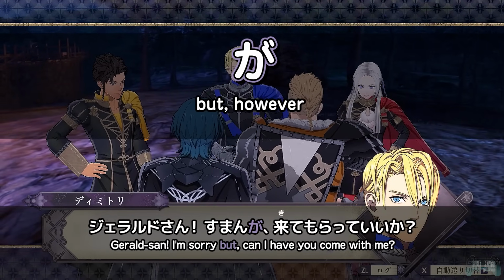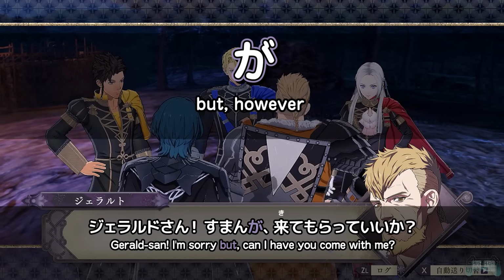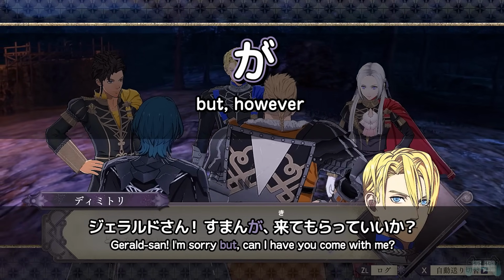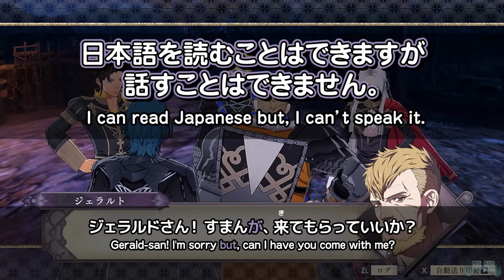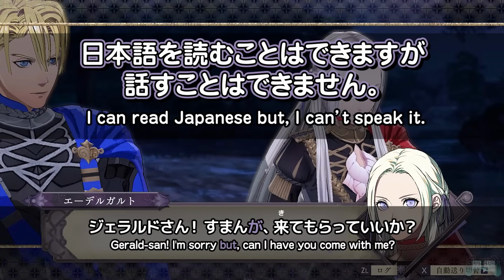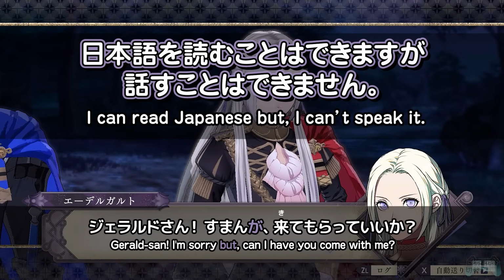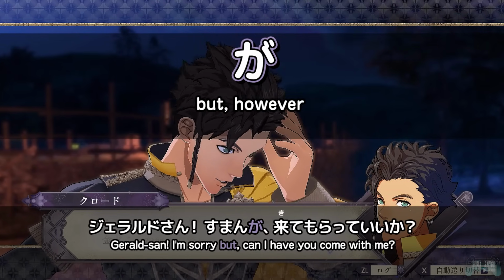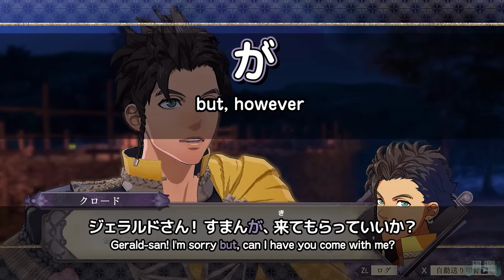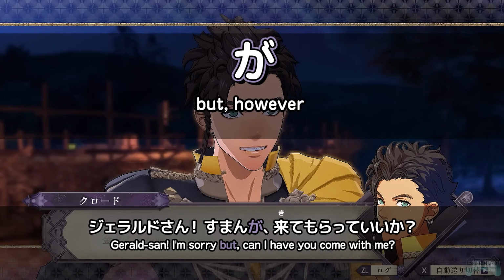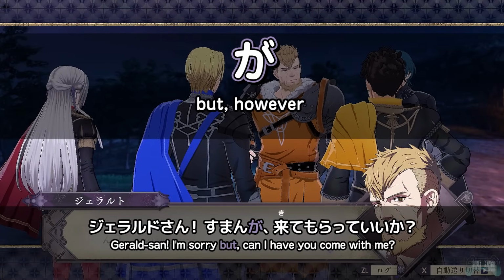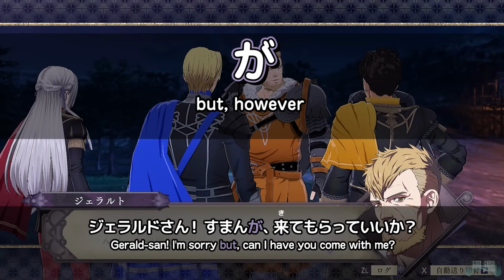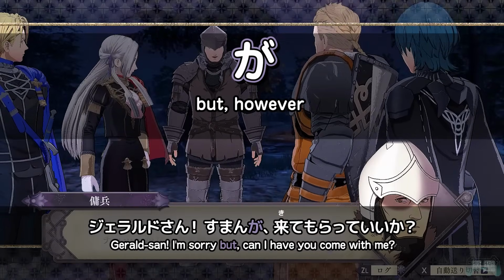The second use of ga is in the middle of a sentence, and this expresses a conjunction. 日本語を読むことはできますが、話すことはできません. I can read Japanese, but I can't speak it. So it's used just like "but" in English. And so here in Fire Emblem Three Houses, a man interrupts Gerald's conversation with his son and says, I'm sorry, but can I have you come with me?